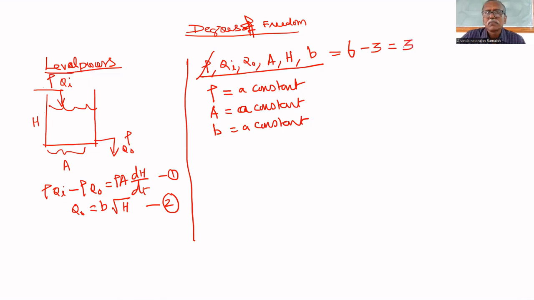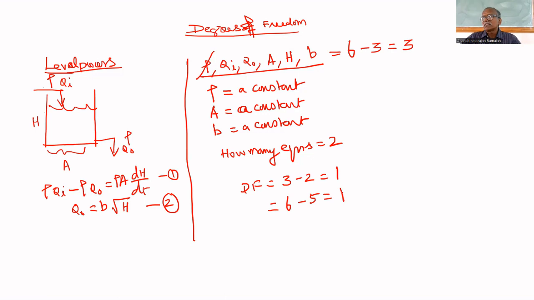How many equations? Number of equations equal to 2. Therefore, degrees of freedom equal to 3 minus 2 equal to 1. The degrees of freedom of this level process is 1. Or I can say like this: total number of variables 6, out of which I have 5 equations. Therefore, degrees of freedom is 1.